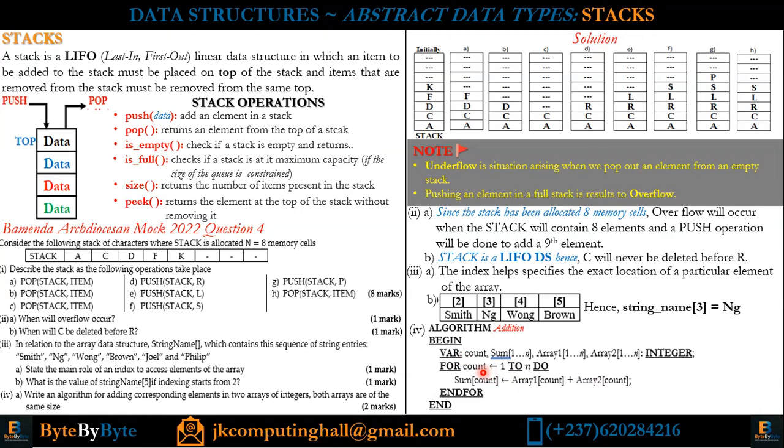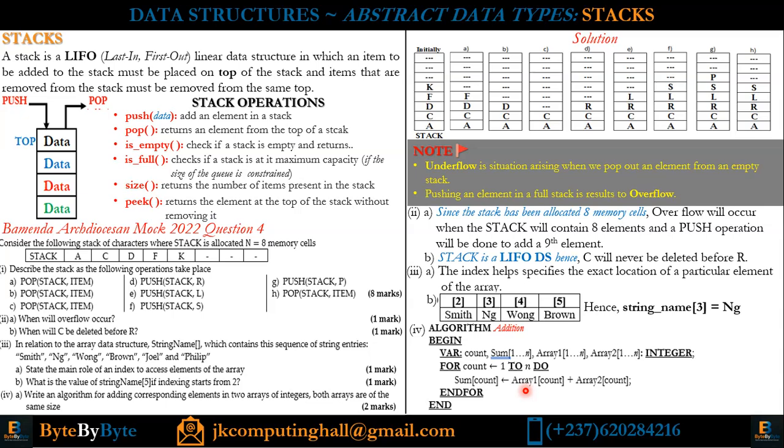That's why you see here from count equals 1 to n, because in my declaration my index starts from 1. So from 1 to n, sum at position count will be the value of array 1 at position count plus the value of array 2 at position count. And that is all. That's the algorithm for 2 marks. So that is the solution for this part of the Bamenda Mock 2022 question 4.